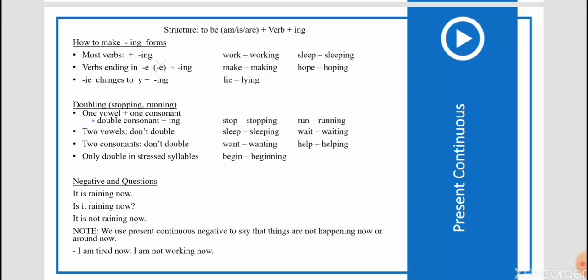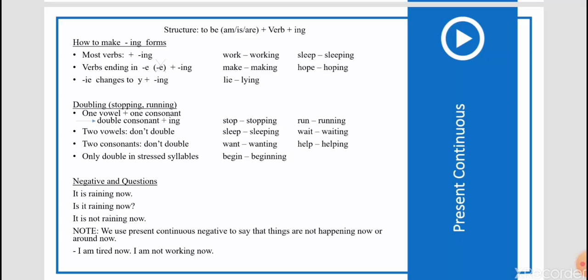Case 3, verbs ending in ie change to y plus ing. For example, lie, lying. Here we see that ie is dropped off and we add y, ing.